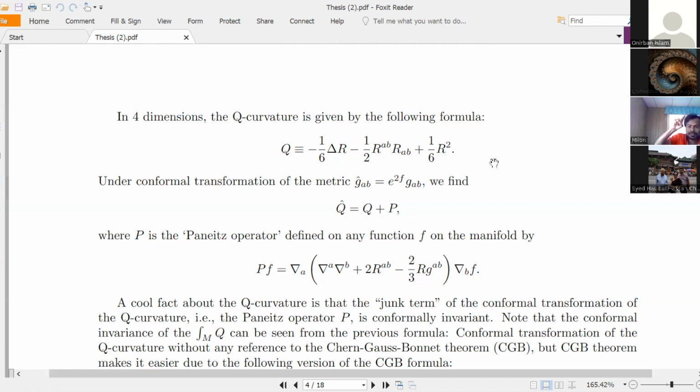As I said, think about the functional where you integrate the total Q curvature. Notice that the Q curvature depends on some metric g; everything is a metric-dependent expression. One motivation is that the Chern-Gauss-Bonnet theorem is built into Q curvature. If I show the next slide, you will see the Q curvature is built in in four dimensions. We don't see this in two and three dimensions; it's just identically zero there.